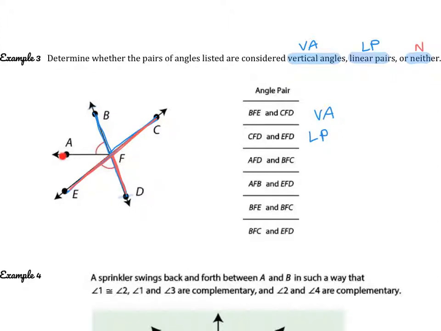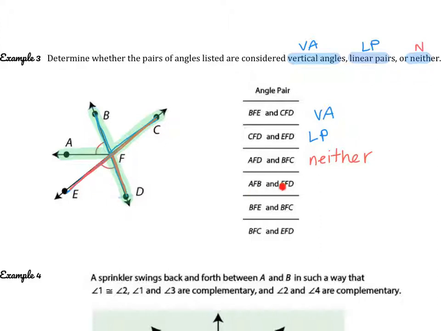Let's look at the next one, AFD and BFC. So if you look at those 2, I'll highlight that in green. AFD is like this, BFC is like this. So here I don't have 2 straight lines intersecting. This line kind of takes a turn, so that means that they are neither. It's only when 2 straight lines are intersecting. Here they would not be vertical angles.